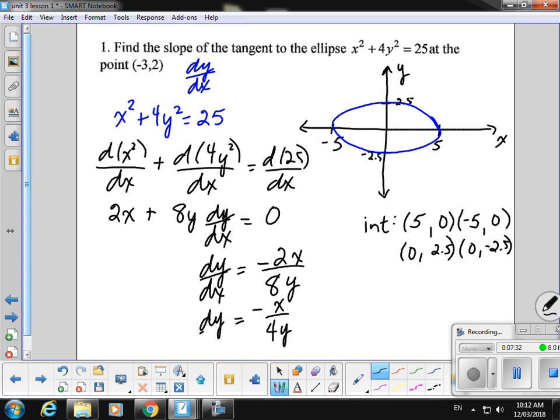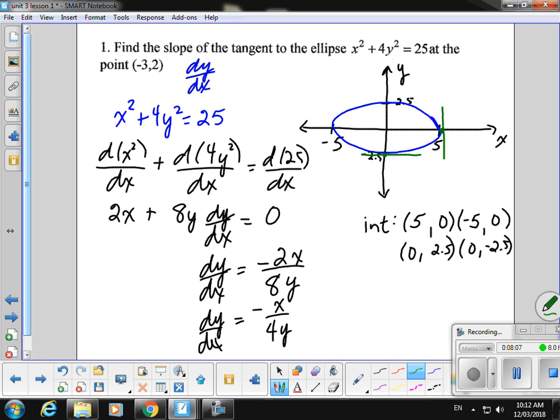Does that make sense with what we're seeing? Let's look at a specific point. Let's look at these nice convenient ones. If x is 5, y is 0 at that point, we would have an undefined slope. And at this point right here, when our x value is 0 and our y value is -2.5, I have positive 0 over whatever that is, 10. So I have a 0 slope. Yeah, at least it's looking like it works.